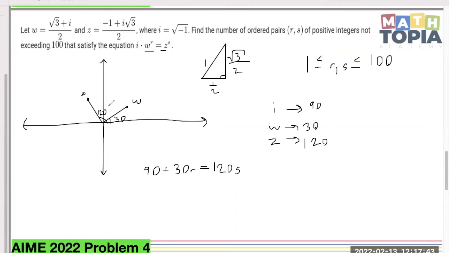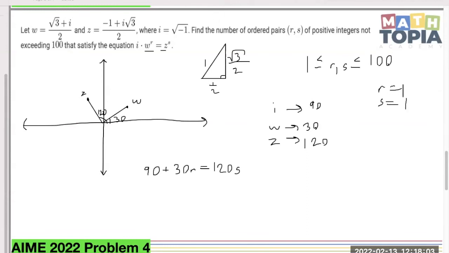And that explains to us what happens in this diagram, because we know W has measure 30 and Z has measure 120. If we multiply it by i, we're just going to end up at Z, because we're rotating counterclockwise by 90 degrees when we multiply by i. And that's why R equals 1, S equals 1 is one of the solutions.